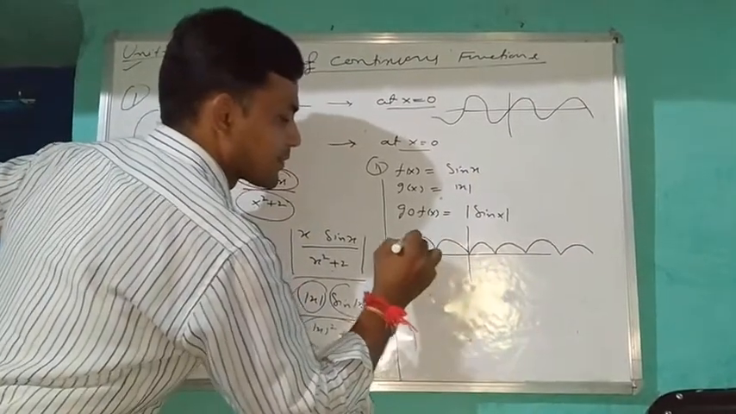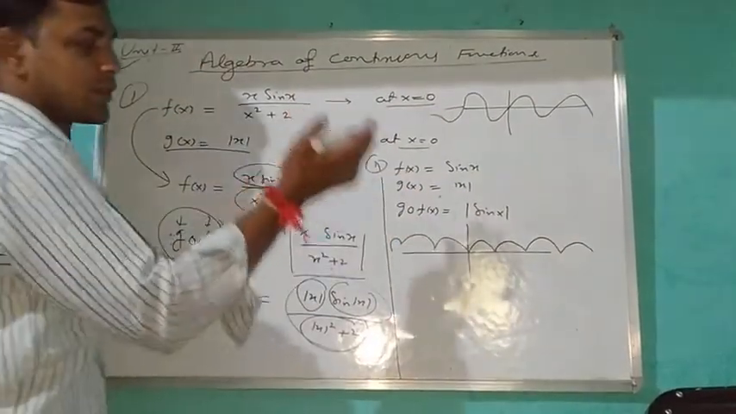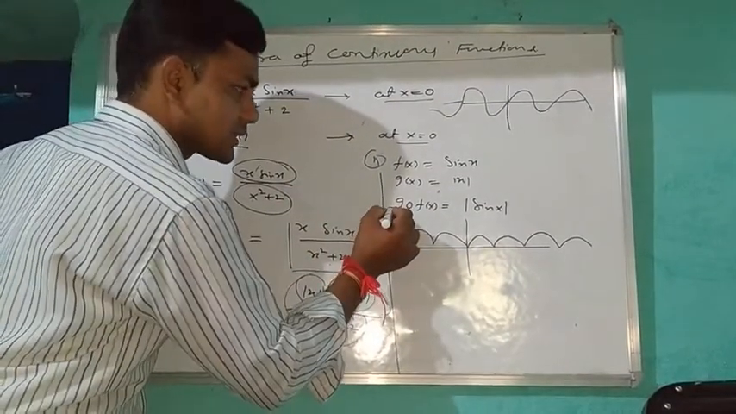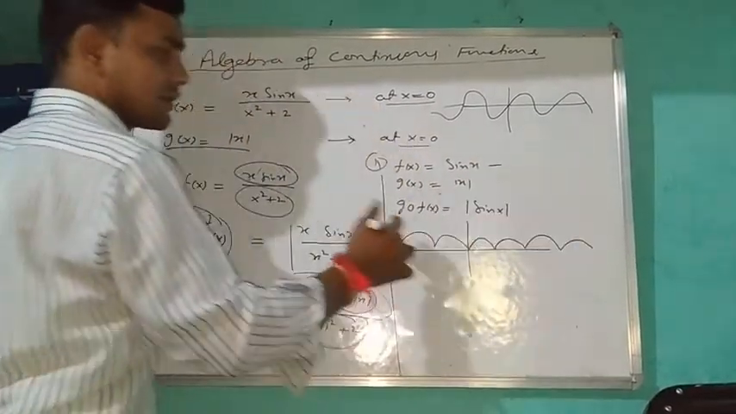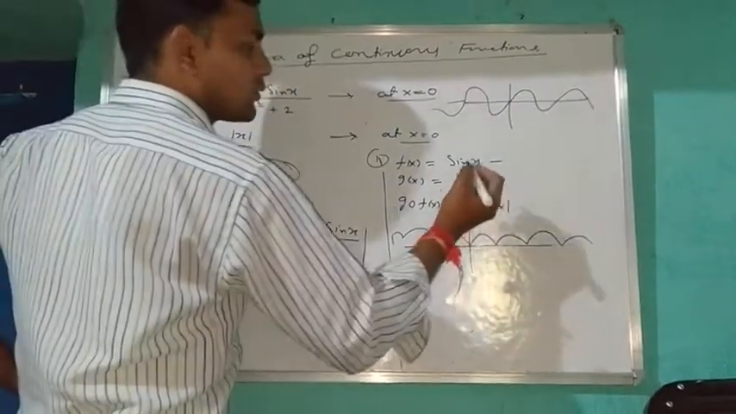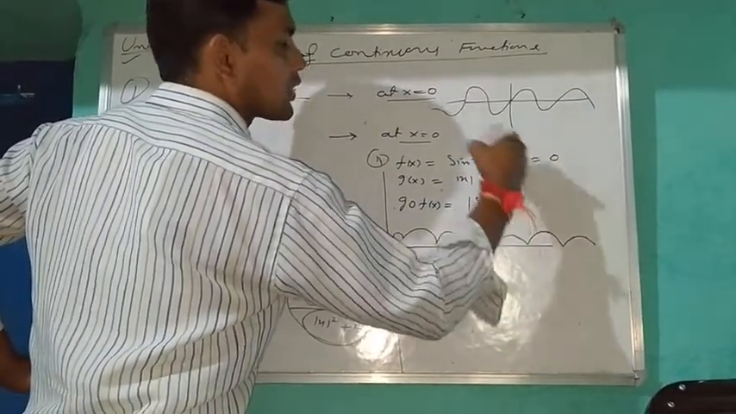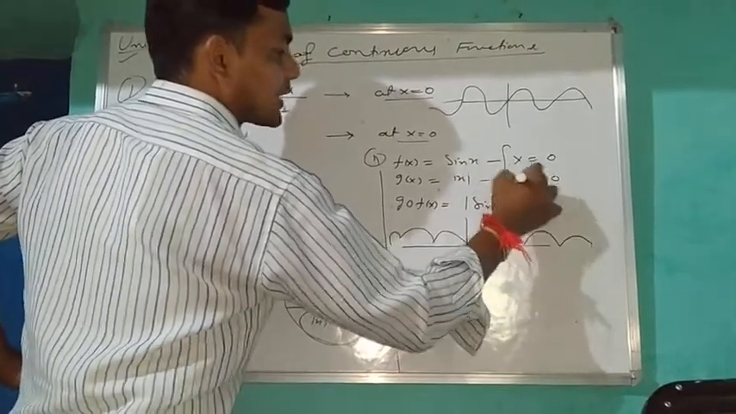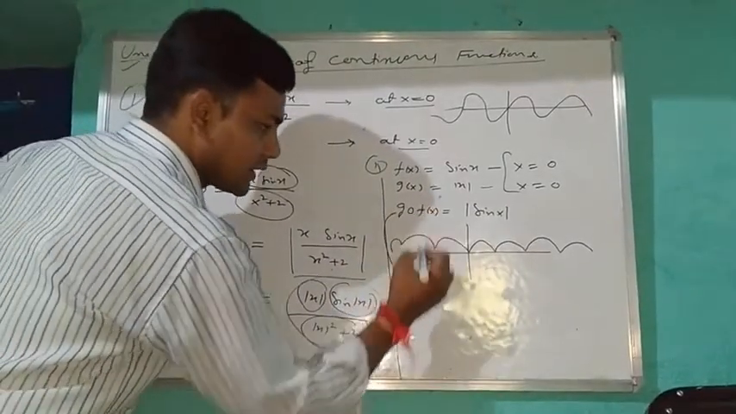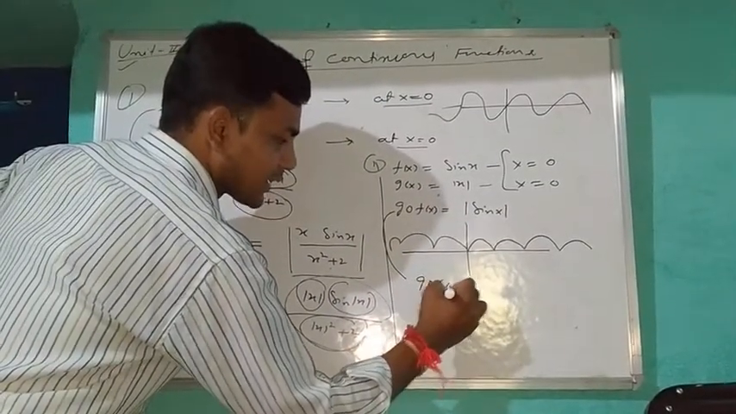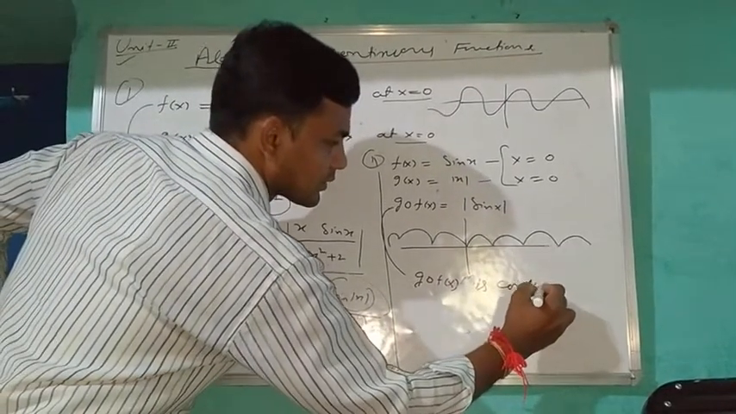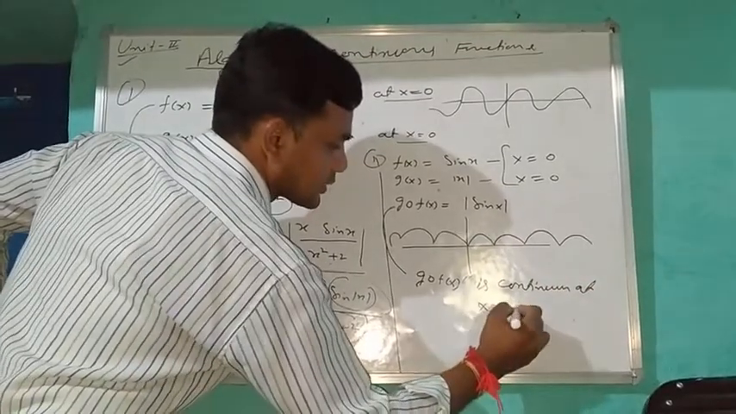Because the mod function always lies on the positive side of the real line, this function is continuous at every point in the real line. Also, if we want to find the continuity of this function at 0 or at any other point, then this function is continuous at x equal to 0. And similarly, g operation f of x is continuous at x equal to 0.